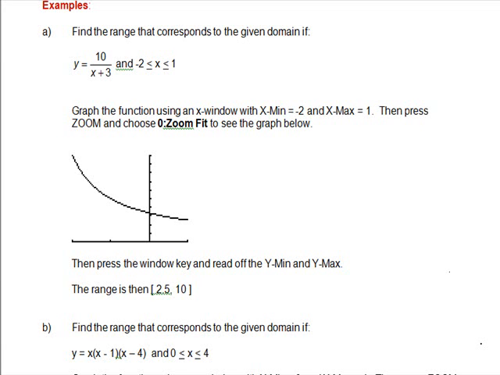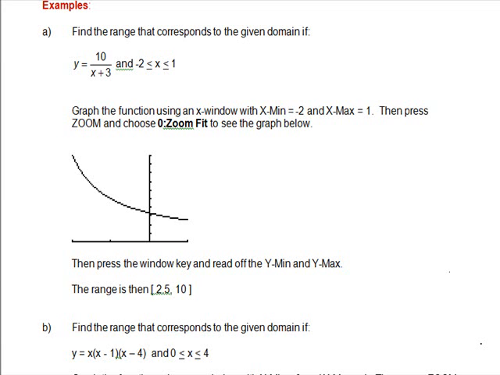I'm going to use an x window where x min is negative 2 and x max is positive 1. And then I'm going to press a couple of keys on my calculator, which will make my life a whole lot easier. So I'm going to press the zoom key on the calculator, and then I'm going to choose option 0, which is zoom fit.